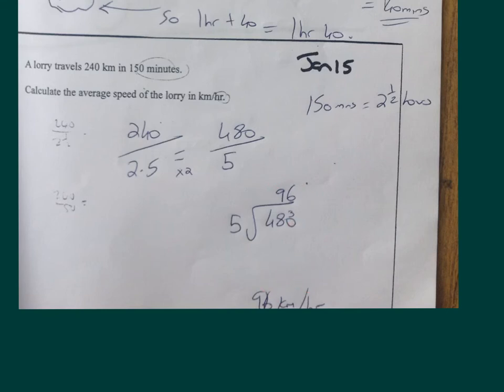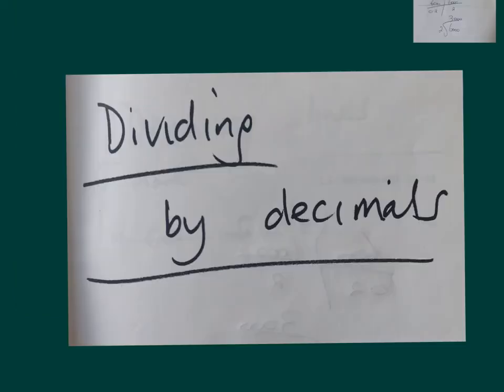Okay, that's how you do those sort of questions. Always show the examiner the box. It makes it easier. Average speed, because we're looking for average speed, cross it out and you know that's distance divided by time. Okay, and the next one is dividing by decimals.